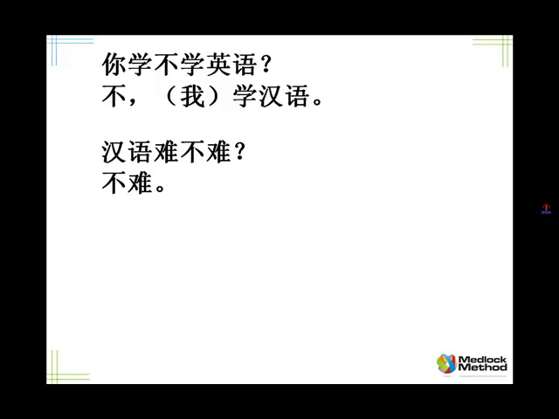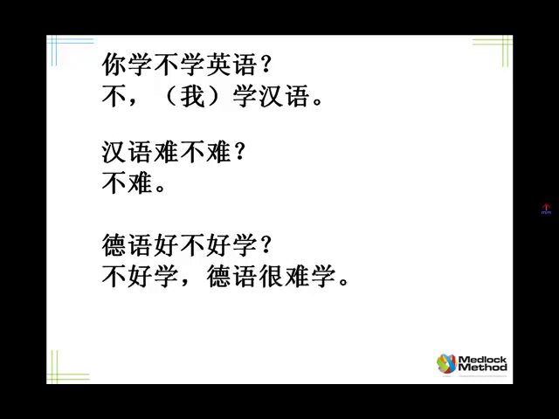Ask me, is German easy to learn? 德语好不好学? Tell me no, German is very difficult to learn. 不好学,德语很难学. Here, 好不好学, 好学, 不好学. And your answer will simply be, easy to learn is 好学, 很好学, or 不好学. And add on to that, French is also very difficult to learn. 法语也很难学. Okay, let's move on to the next slide.